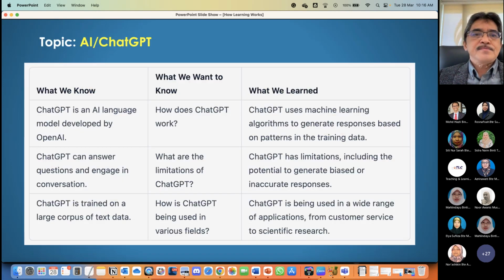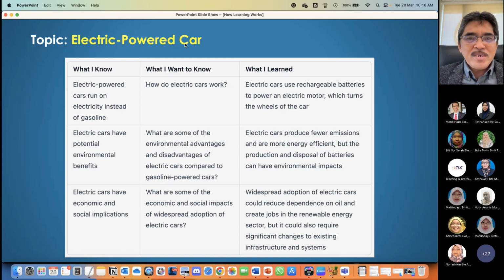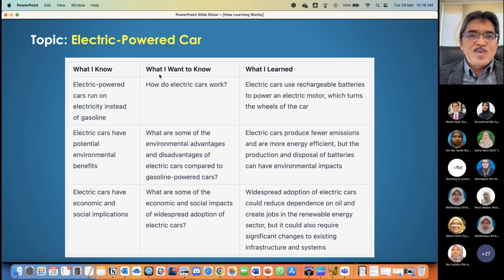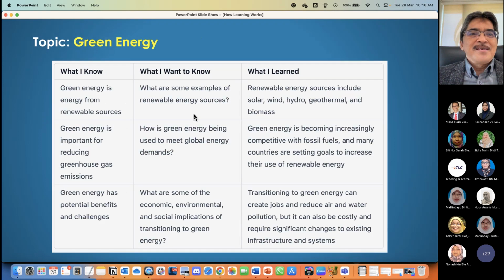Okay. For example, the topic of AI, ChatGPT: what we know, what we want to know, what we learn. The topic of electric powered car. Whoever teaches from COE, EE, electric. This is an example: electric powered car. What I know, what I want to know, what I learn. Okay. Green energy: what I know, what I want to know, what I learned.